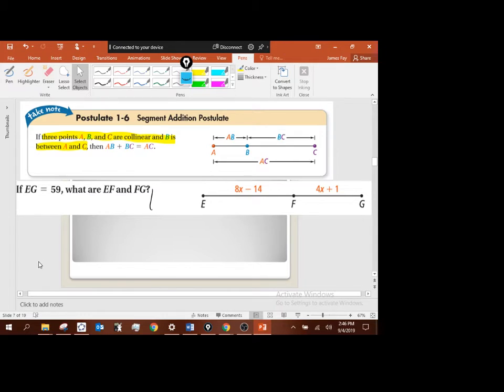All right, so if we look at that segment right there, it says EG is 59. What is EF and FG? If I look at my picture, can we argue that E, F, and G, kind of like A, B, and C up here, are collinear? In this case, F is between E and G instead of B being between A and C. Here it said then AB, that distance there, plus BC, which is that distance there, should give me the whole.